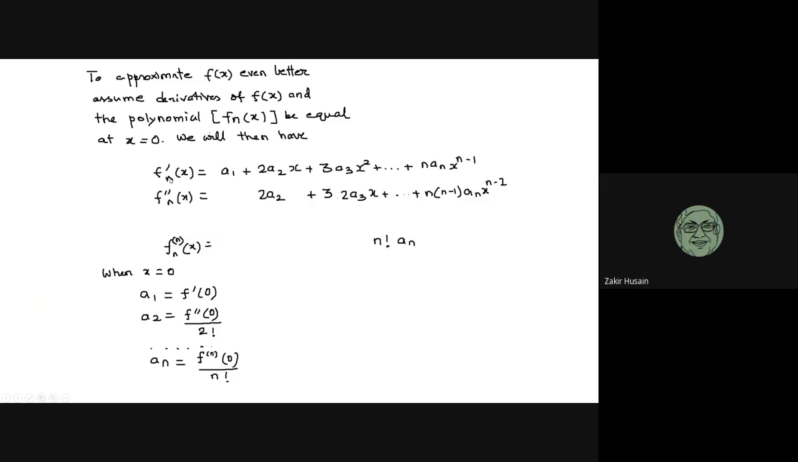So f prime, the first derivative, is a1 plus 2a2x plus 3a3x squared, and so on. The second derivative will be, this will disappear, it will simply become 2a2. This will become 3 into 2, a3x, and so on. You can see that the term is going up. If I take the third derivative, this will become n minus 1, n minus 2. So the nth derivative will be n factorial, and all the x's will disappear. It will become simply an. So these are the derivatives.